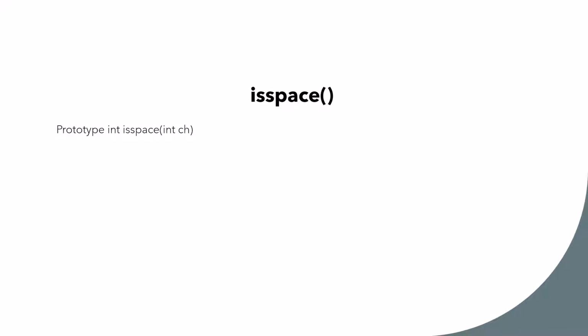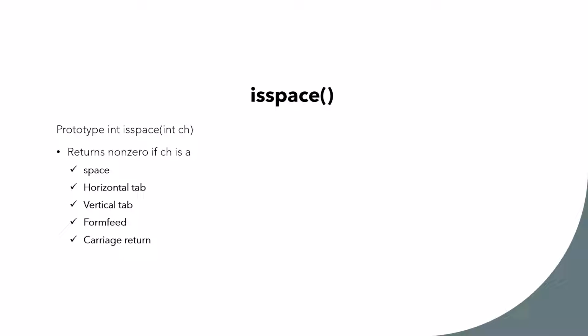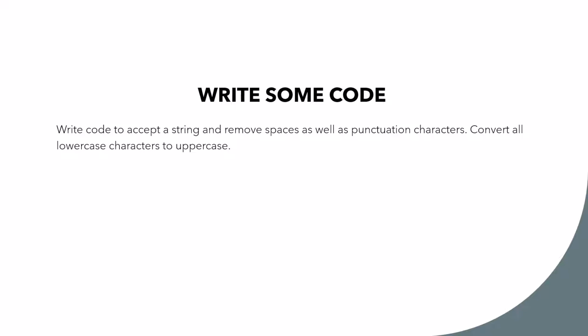isspace, as you can see, this function too returns an integer and takes as argument an integer as well. Returns non-zero or true if the character is a space or horizontal tab or vertical tab or a form feed or a carriage return or a new line character, otherwise returns 0 or false. Write code to accept a string and remove spaces as well as punctuation characters. Convert all lowercase characters to uppercase.